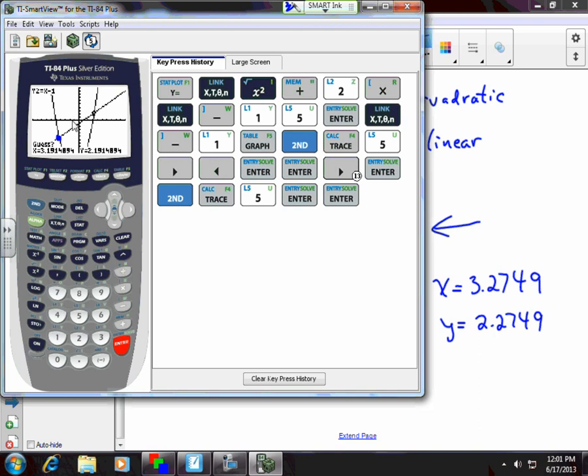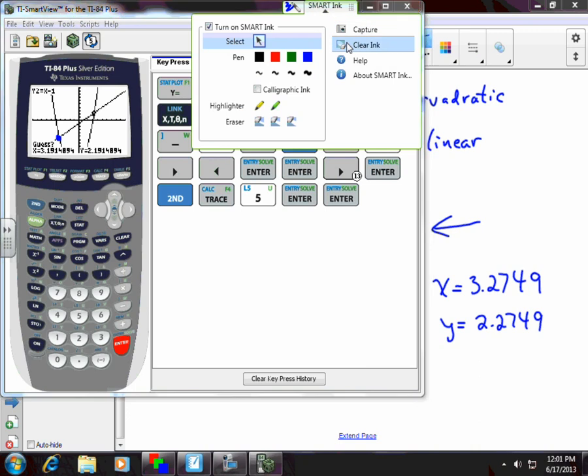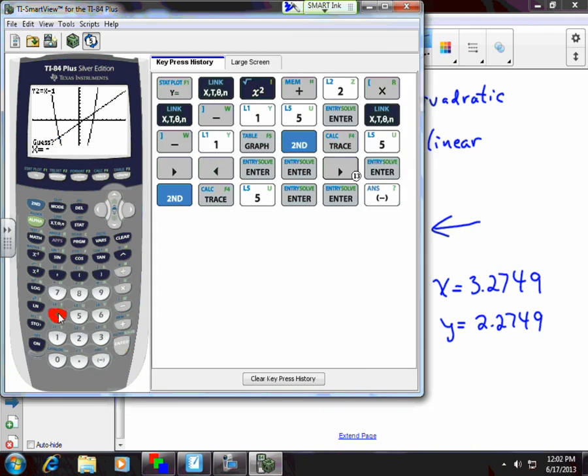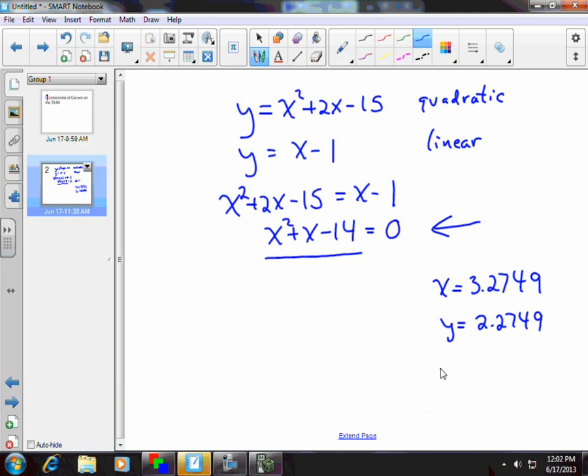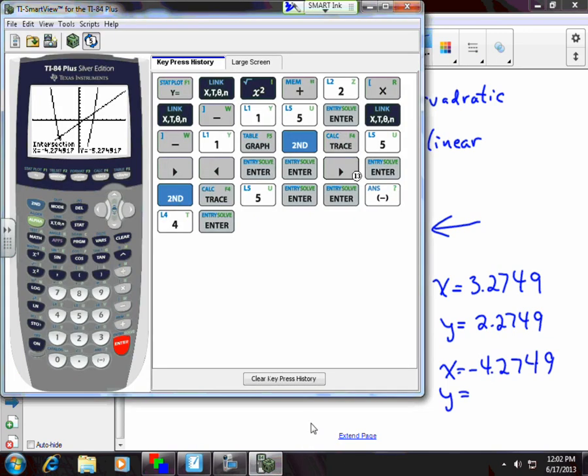So let's see. 1, 2, 3, 4. It looks to be about -4. So let me just type in -4 for my guess. Enter. And again, it gives us the point of intersection, or at least an approximation of it. Let's call it x equals -4.2749. And let's find the y value: -5.2749.